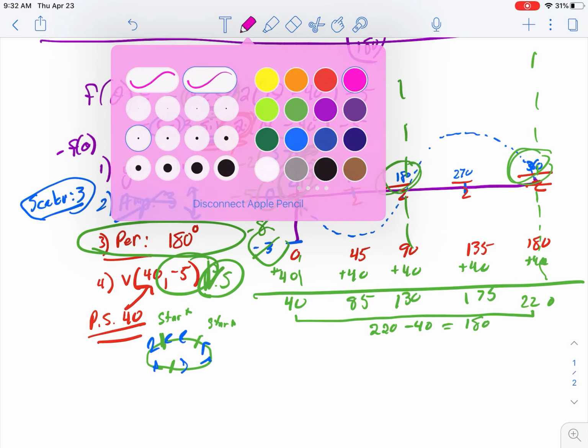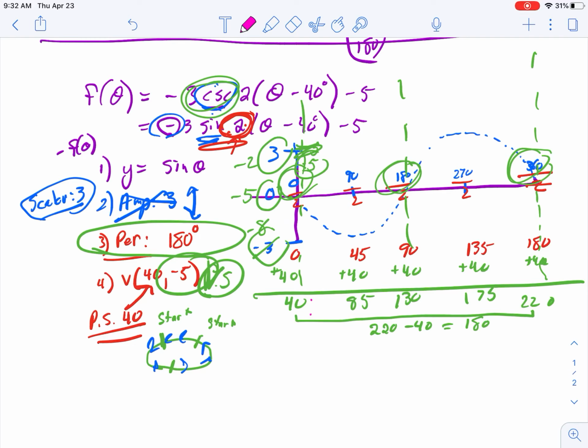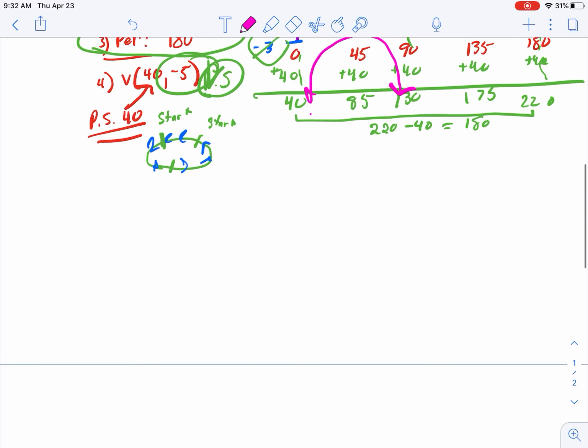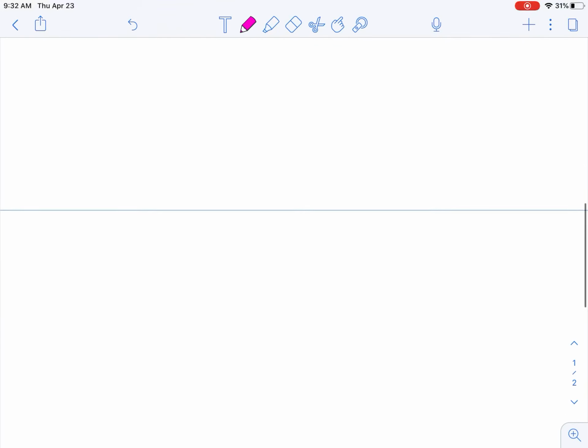And let's see if I can find a color I haven't used yet. Let's go pink here. And therefore, if I flip the graph, there it is. Okay? So that's how you're tying everything in together. All right, so let's look at one more.